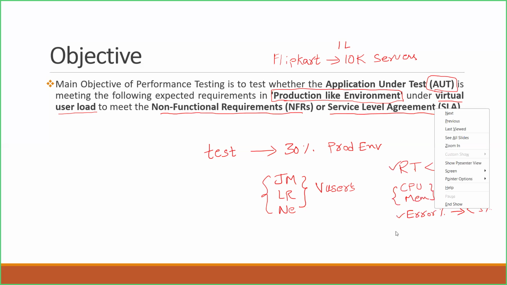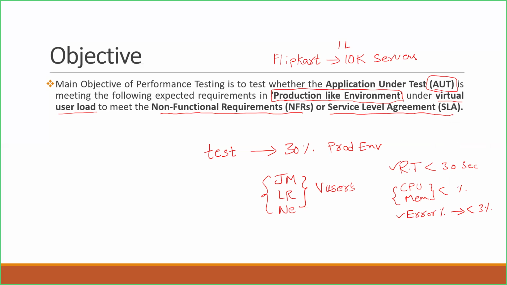And if the error percentage is less than 3%, then obviously we'll look into the response times, whether we are meeting the SLAs in terms of response times or not. If we are meeting it, then we'll go for the CPU and memory utilization. In this way, the process will go. Okay. So this is the main objective of going for performance testing, right? So yeah, go ahead.